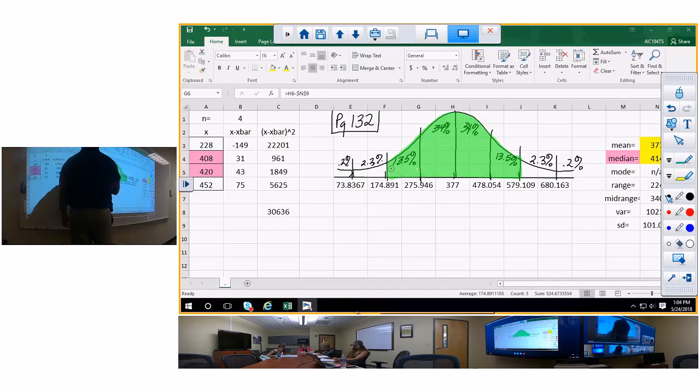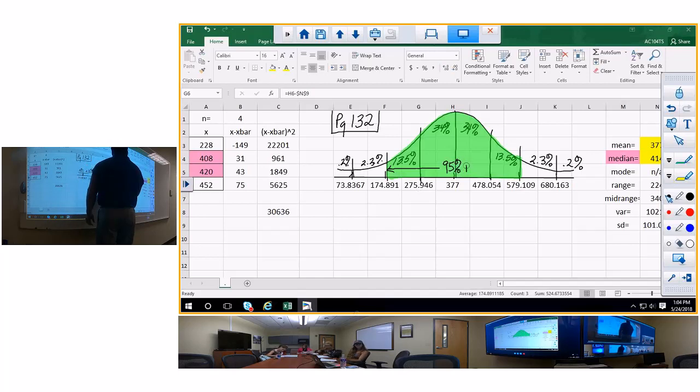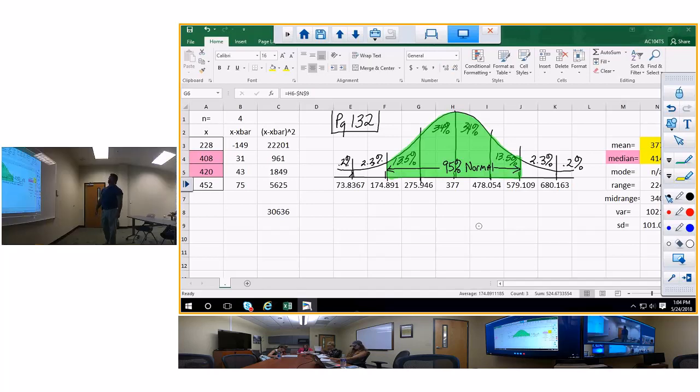So, I need you to put in here, 95% will fall in what we call normal. My daughter used to say normal, but she also used to say theater. So, normal, within two standard deviations. Now, look at, what do you mean two standard deviations, Hubert?